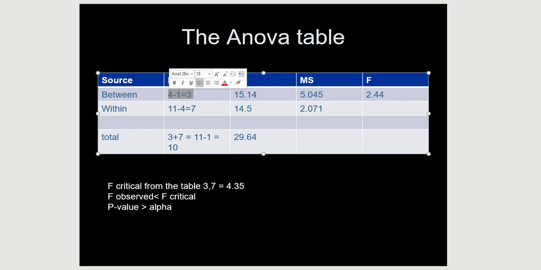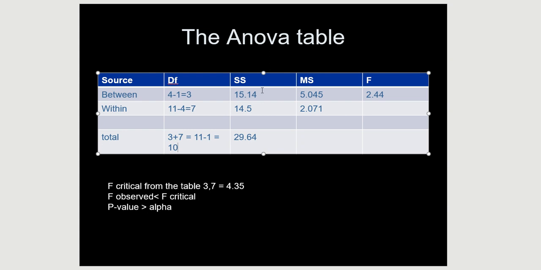For the degrees of freedom of the between groups, how many groups we had? 4 minus 1 بيعطيني degrees of freedom 3. For the within, how many total observation? كان عندي 11 observation minus 4 group بيعطيني 7. And for the total degrees of freedom is 11 minus 1, 10. بس لاحظوا انه 3 plus 7 كمان بيعطيني 10.